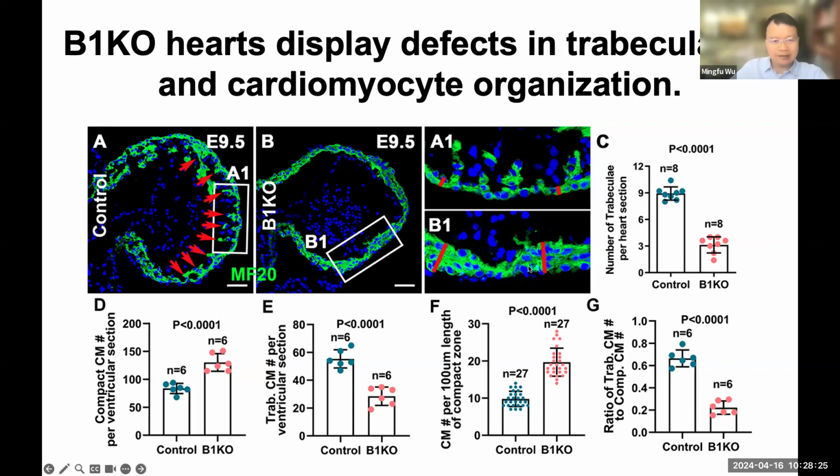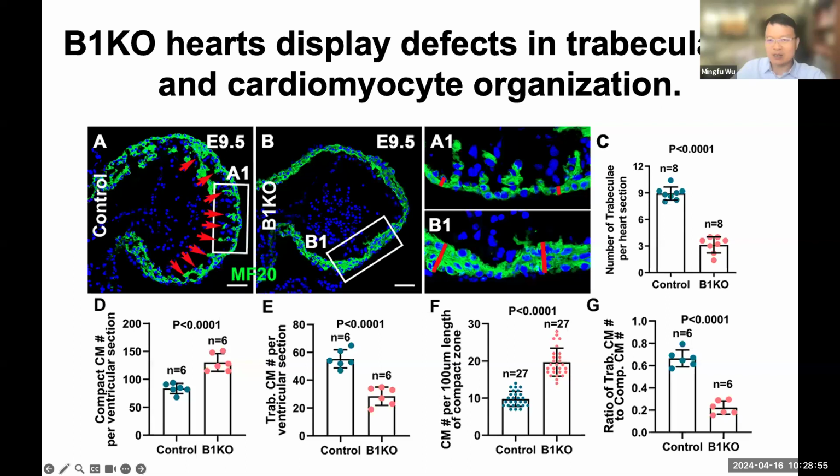However, if you check the compact zone thickness, you can see that the knockout thickness is much thicker compared to the control. Okay, and we also quantify the number of compact cardiomyocytes per ventricular section. You can see the knockout actually has much more cells than the control. And then we also quantify the trabecular cardiomyocytes per ventricular section. You can see the knockout has less.